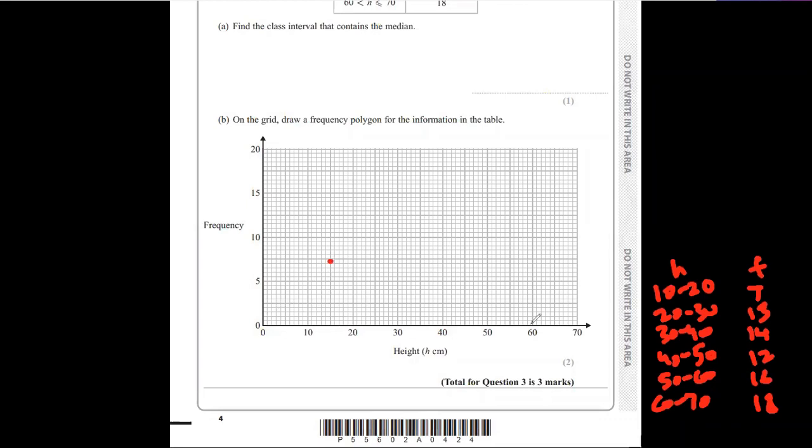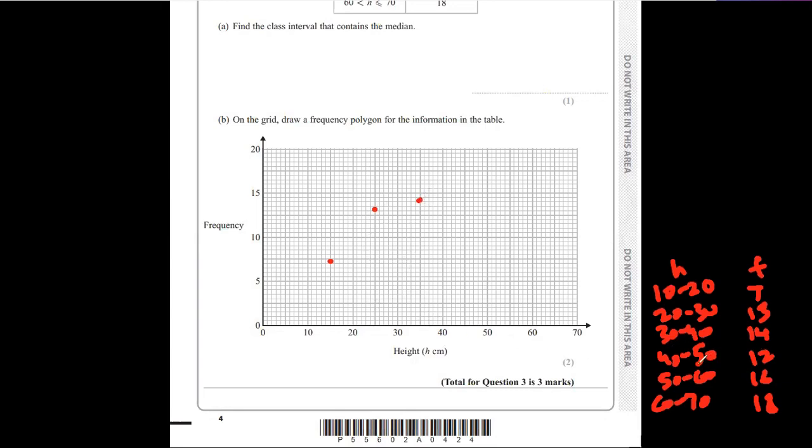Okay, and then what's the next one? 20 to 30, halfway between 20 and 30 is 25. And it's 13. So 13 is here. Okay, and 30 to 40, midpoint is 35, and we need to do it at 14.